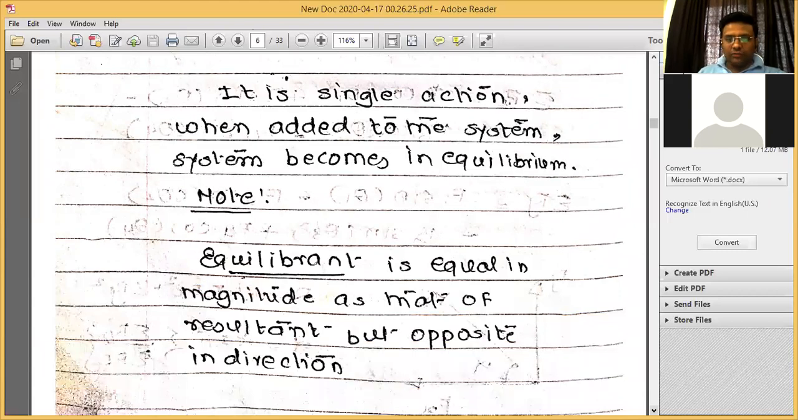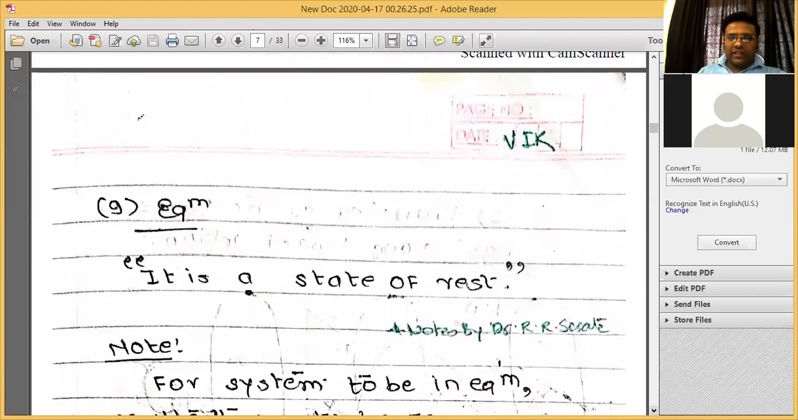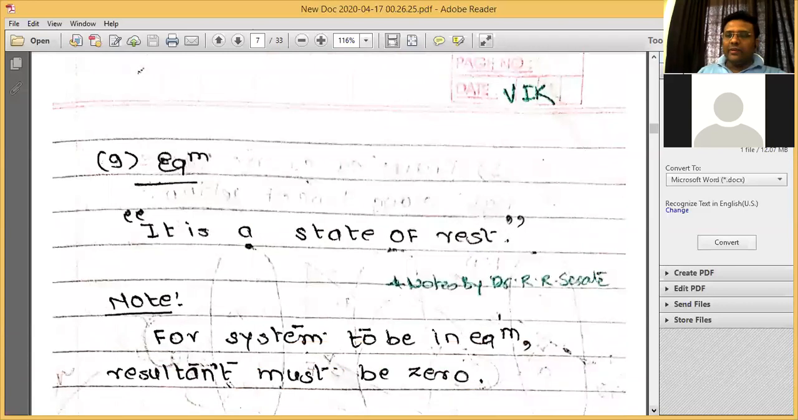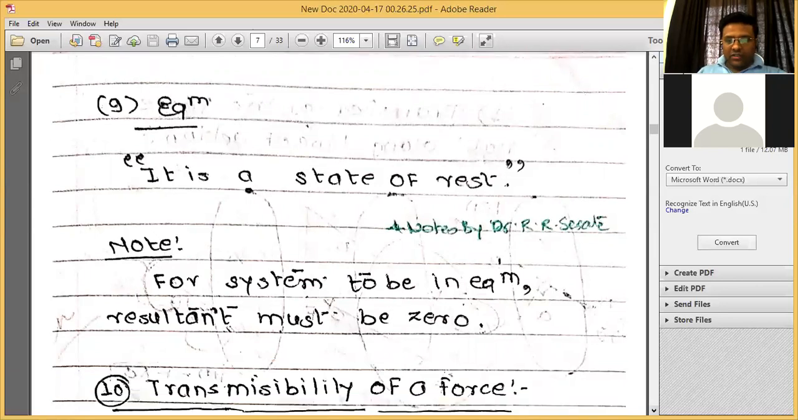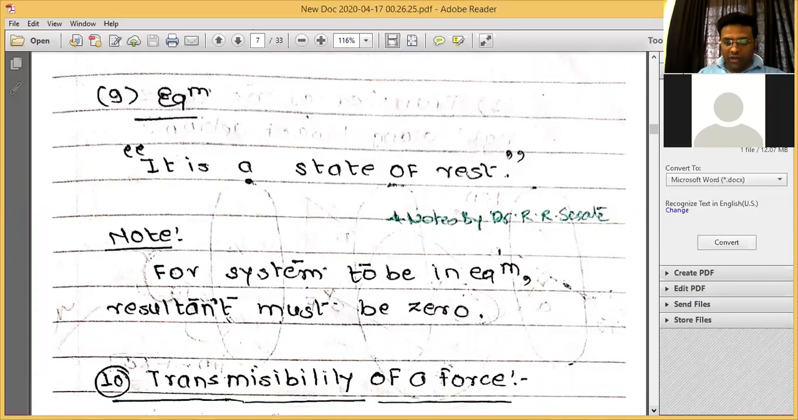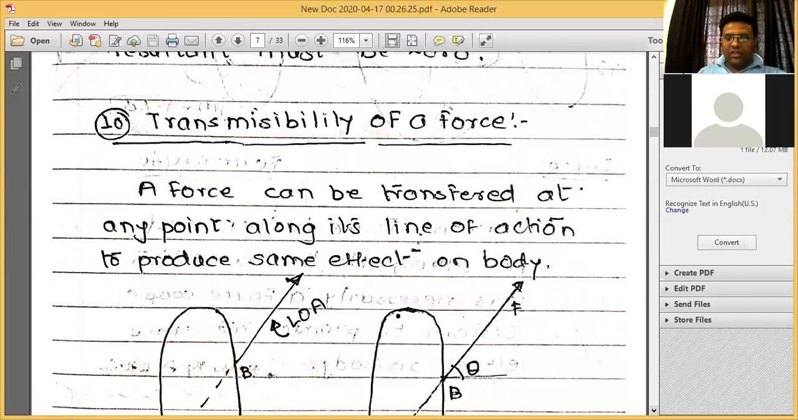Then there is the definition of equilibrium. Many times it has been asked that the state of rest is nothing but equilibrium, when all the forces acting on the body are equal and oppositely balanced. We call it the equilibrium condition. And for the system to be in equilibrium, the resultant force must be equal to zero in all directions. Then we have seen transmissibility of the force.